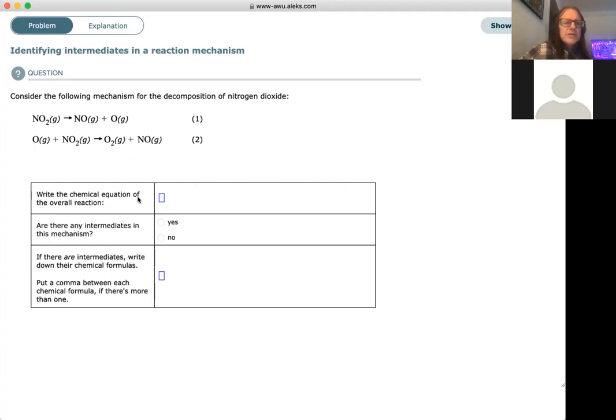Write the chemical equation of the overall reaction. Are there any intermediates in there? And if there are intermediates, write the formula down, okay? So let me show you this one. These are kind of fun to do.